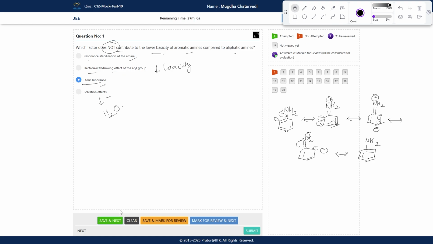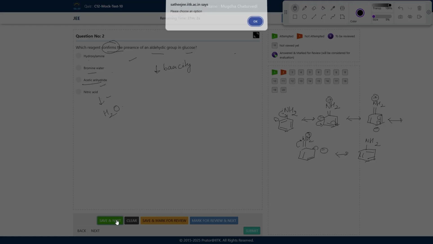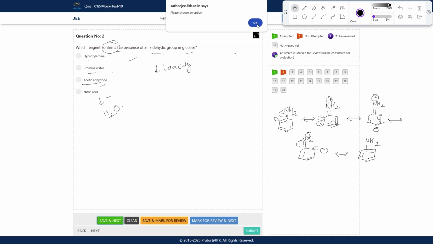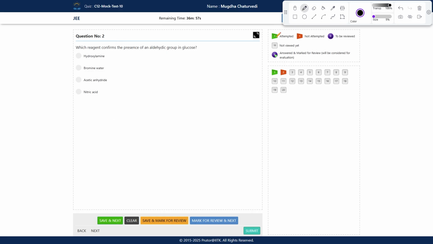Okay, let's move on to the next question. Now, moving on to the next question, it is being asked which reagent confirms the presence of an aldehyde group in glucose. Four reagents are given to you: hydroxylamine, bromine water, acetic anhydride, and nitric acid. You have to tell which confirms the presence of an aldehyde group.